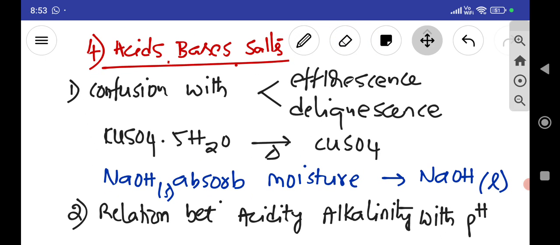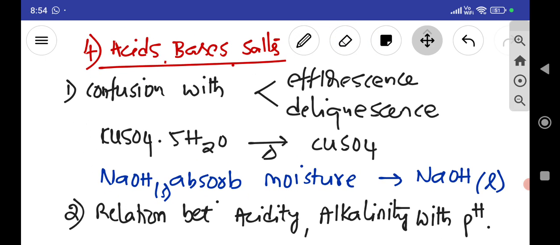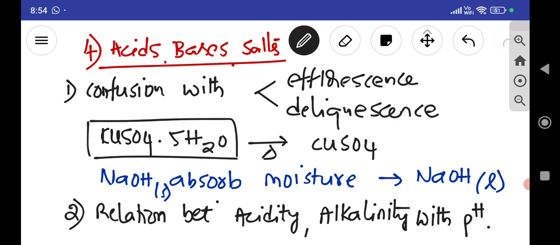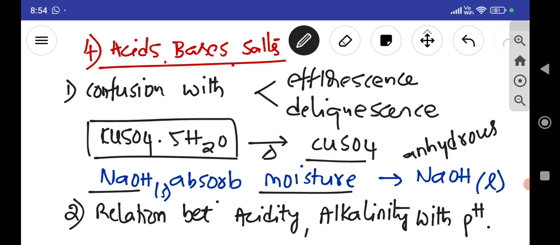Next, in acids, bases and salts, there will be confusion between efflorescence and deliquescence. What is meant by efflorescence? You have a hydrated salt, on heating it will become anhydrous. That process is known as efflorescence, or the property is called efflorescence. But if you keep solid NaOH in the atmosphere, what happens? It absorbs moisture and becomes liquid. This property is known as deliquescence. So we should know the difference.